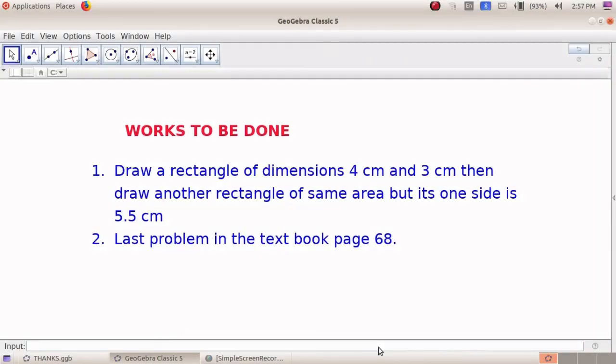Now, let us conclude the class. Here are two works to be done yourself as homework. The first question asks you to draw a rectangle of sides 4 cm and 3 cm. Then you need to draw another rectangle having the same area, but with one side 5.5 cm. The second question asks you to solve the last problem on page 68 of your textbook. Okay, thanks.